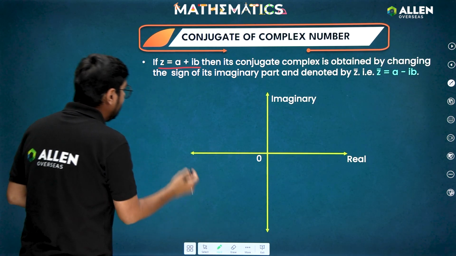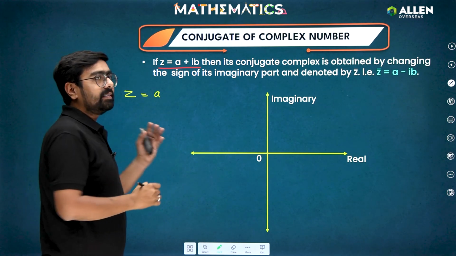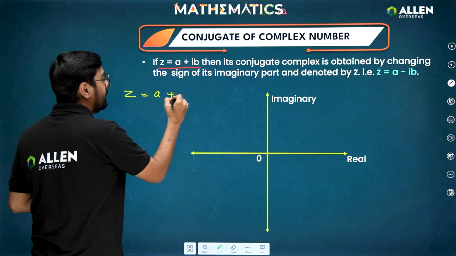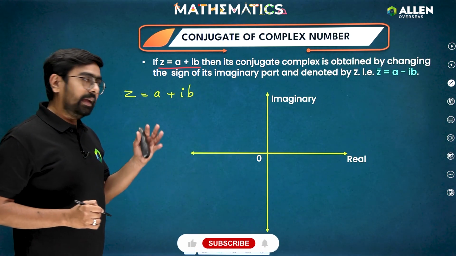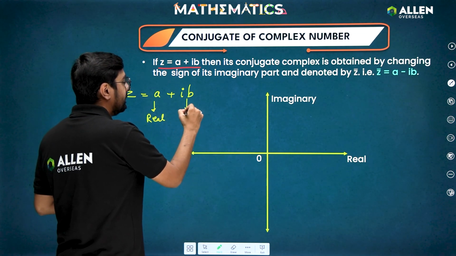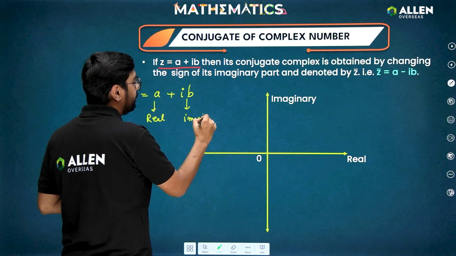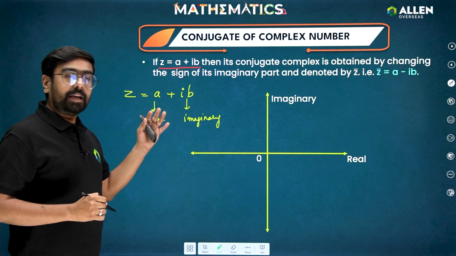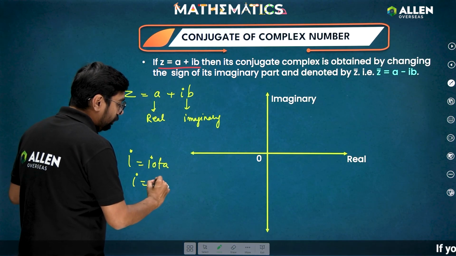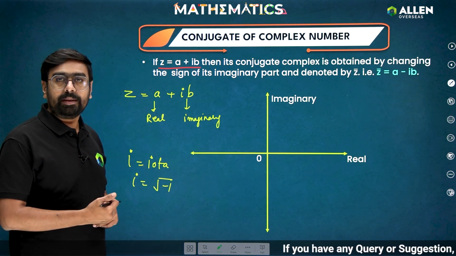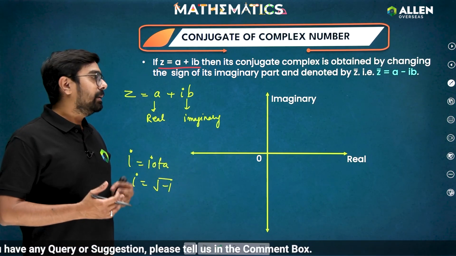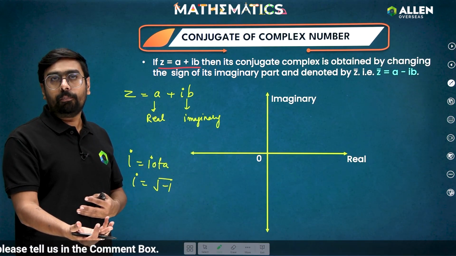When I am writing z equals a plus ib, z represents a complex number. Z is the symbol which we use to represent a complex number, and every complex number is of the form a plus ib. Here a is the real part, a real number, and ib is the imaginary part, where i stands for iota, which means square root of -1. This number, square root of -1, is called iota, and on this number only the entire complex number theory is based.